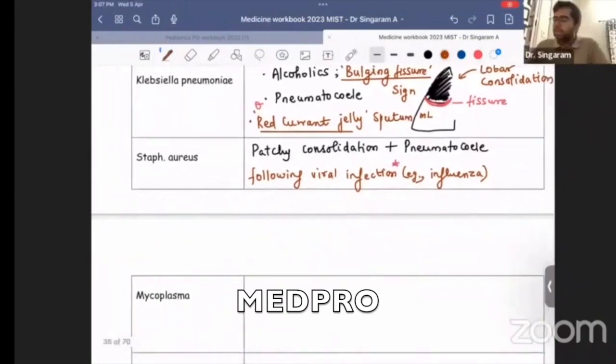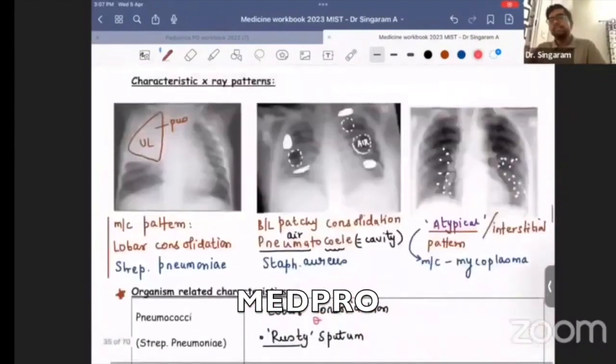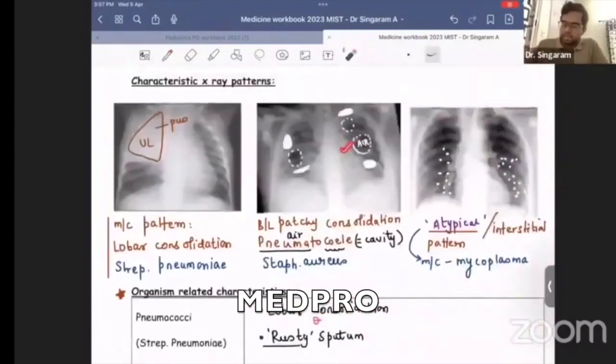Now one more important point about Staph aureus infection also. What is that? See, this is the X-ray which we are talking about. This is a pneumatocele, right? It is actually like a thin walled cavity. It's not a thick walled cavity. It's a very thin cavity. Why I'm saying like this is because it can easily rupture.